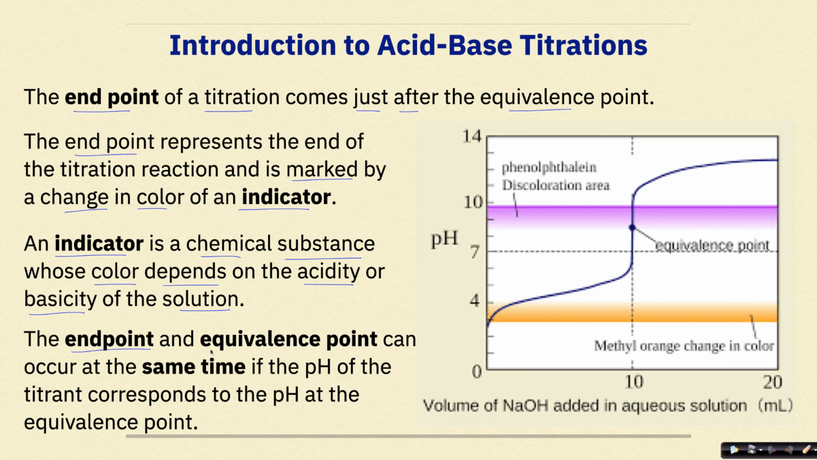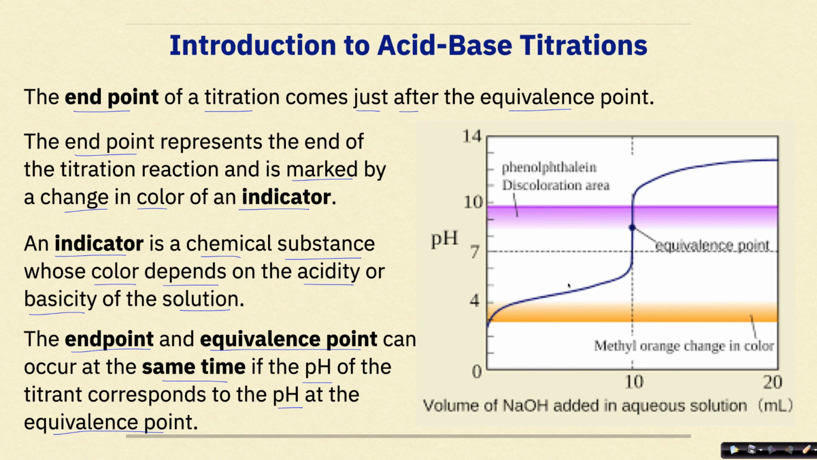The endpoint and the equivalence point can occur at the same time if the pH of the titrant corresponds to the pH of the equivalence point. And again, we'll do this more in lab, but can they occur at the same time? Sure they can. Or the endpoint might come right after the equivalence point. It depends on the situation.